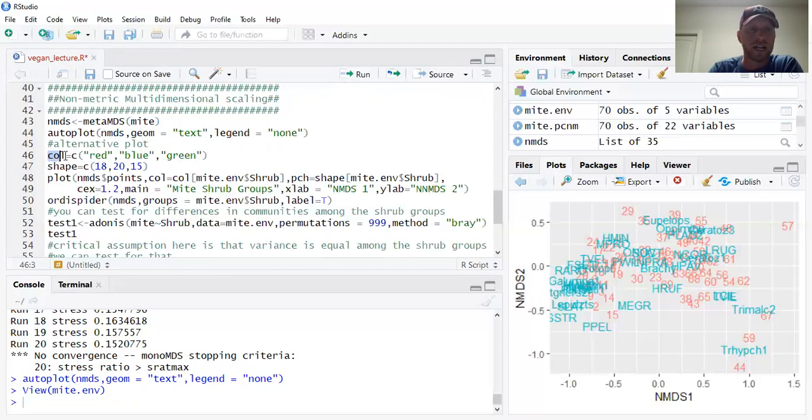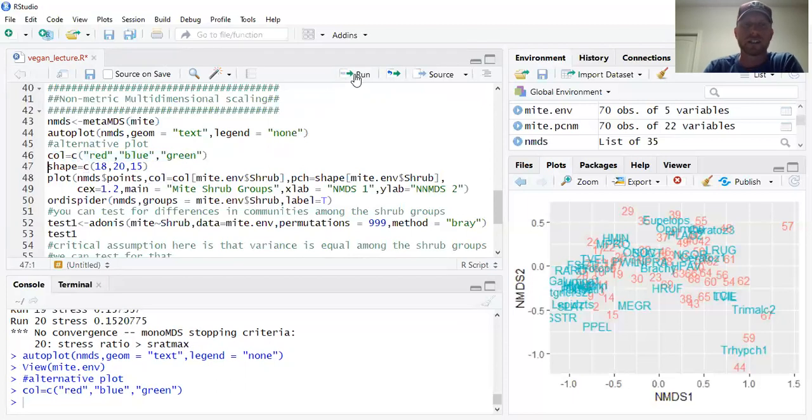So we're just creating an object called col. We're using the concatenate function, and notice I put quotes around these because these are the generic or standard colors that R interprets. We can do the same thing with shapes. I'm going to do shape equals, and if you Google shapes in R, there are numerical values that go with all of these different shapes: circles, triangles, squares. And I just grabbed 18, 20, and 15, randomly grabbing shapes that we could plot as these different groups.